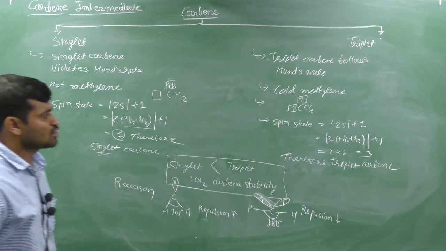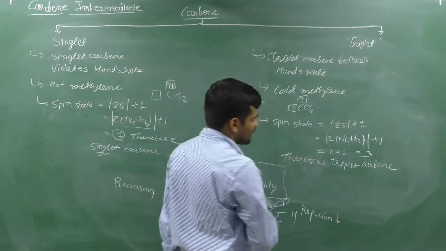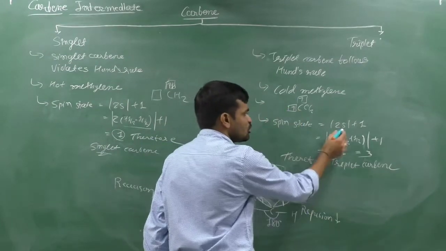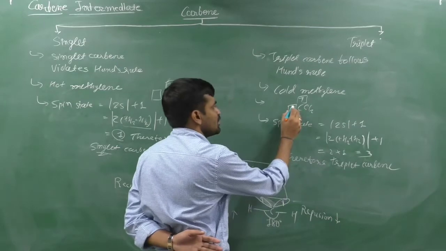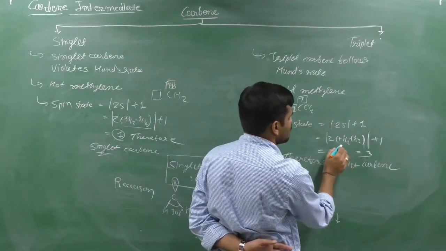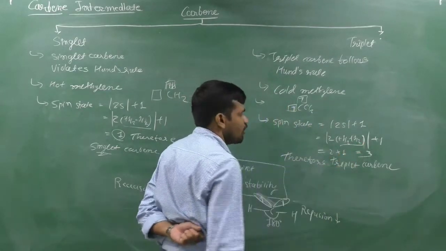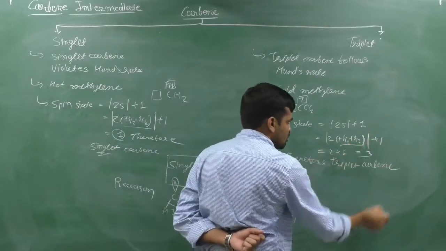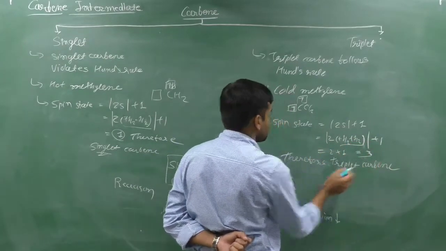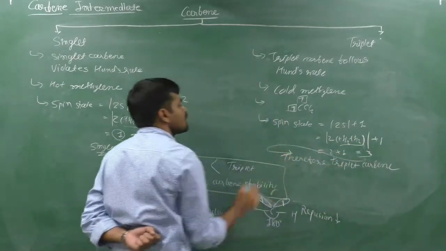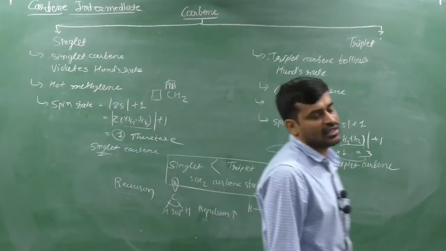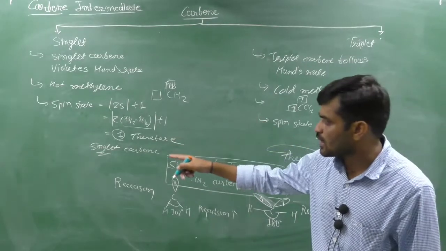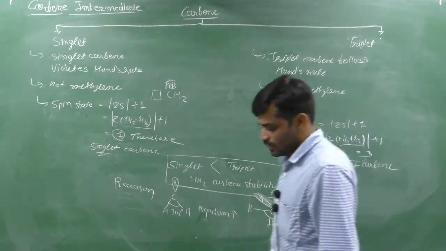If we calculate the spin state in triplet carbene, it is 2s plus 1. Here both have the same spin: plus half here, plus half here. Plus half plus half is 1. 2 cross 1 is 2, and 2 plus 1 is equal to 3. Therefore, you can say that it is triplet carbene. The reason for singlet and triplet carbene is the spin state. Singlet has a total of 1 spin state and triplet has a total of 3 spin states.